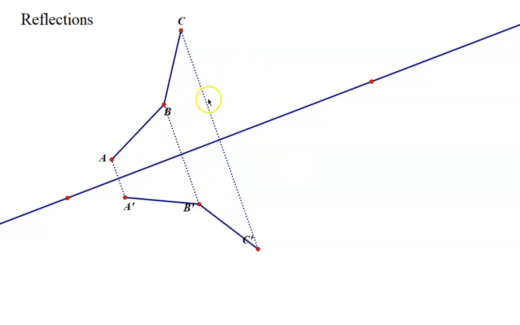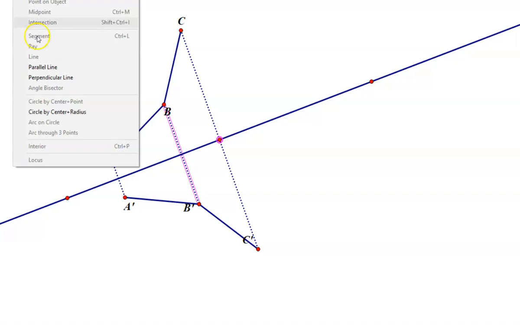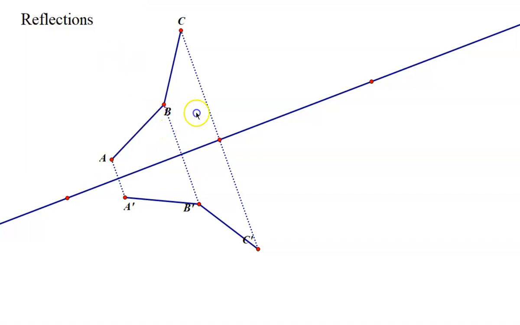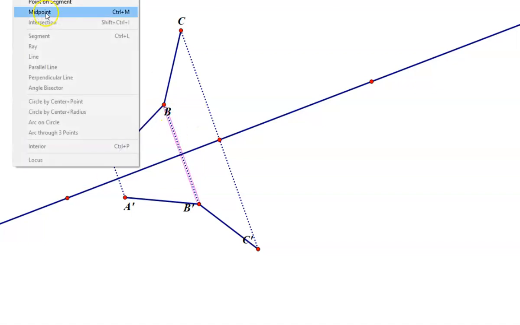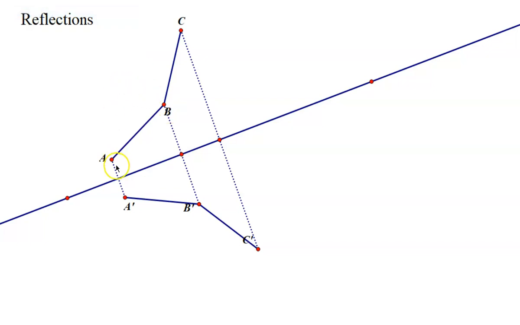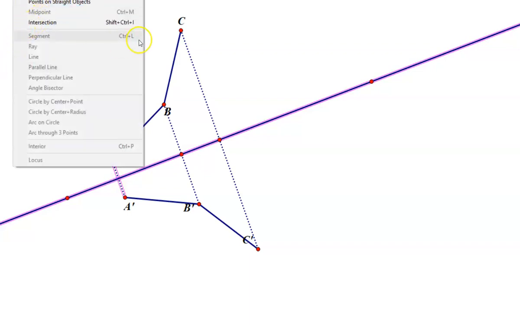Another thing to know about that is the line of reflection is the midpoint of that path. I'm going to construct the midpoint and you will see that. Another way of saying the exact same thing is that the line of reflection crosses that dotted line right in the middle.